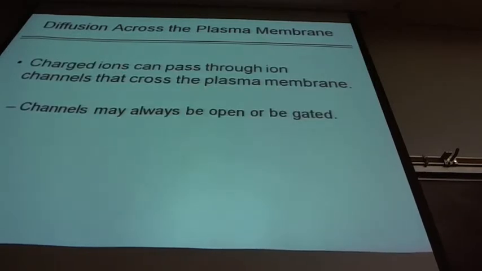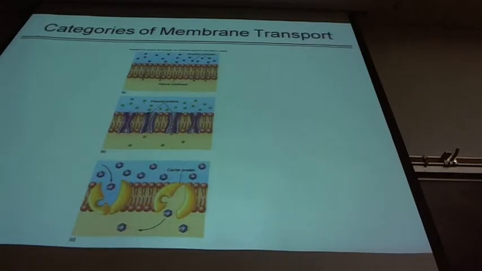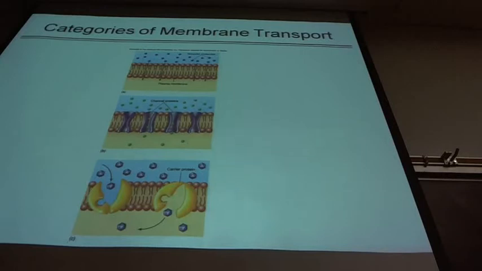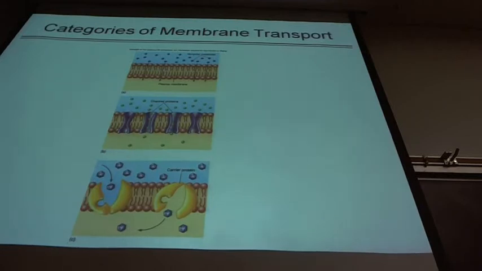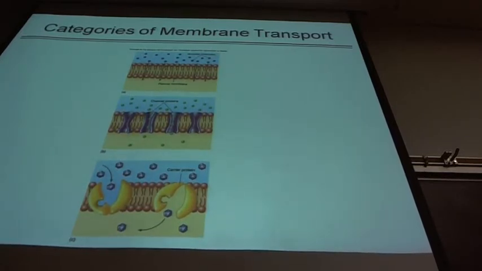Charged ions can pass through ion channels that cross the plasma membrane. The channels may be open or gated. That's what was in that first slide. Here are your ion channels. They can be open or they can be gated. Open, the ions just pass through. And why do they pass through? Because you have a higher concentration on one side than the other, and diffusion will push it through. It's called a concentration gradient. It's higher outside than inside the cell for sodium, and higher inside the cell than outside the cell for potassium. And we'll get to that.